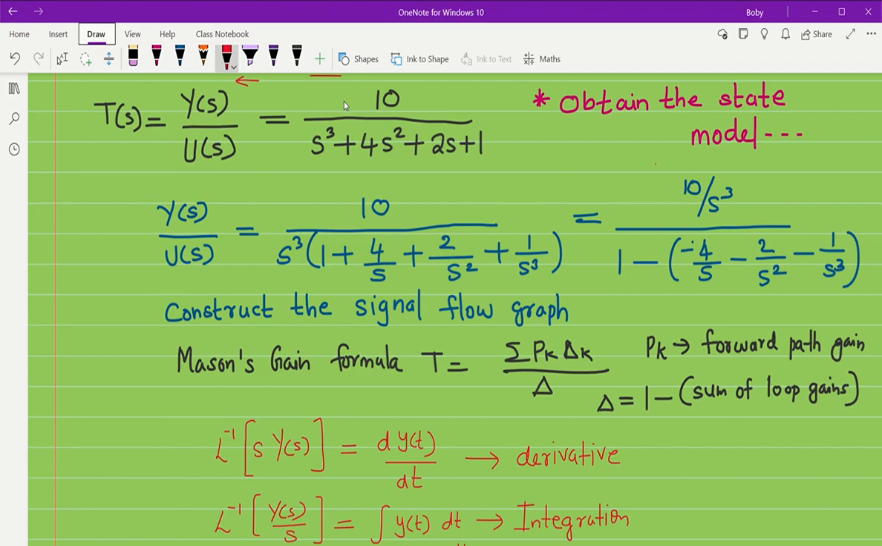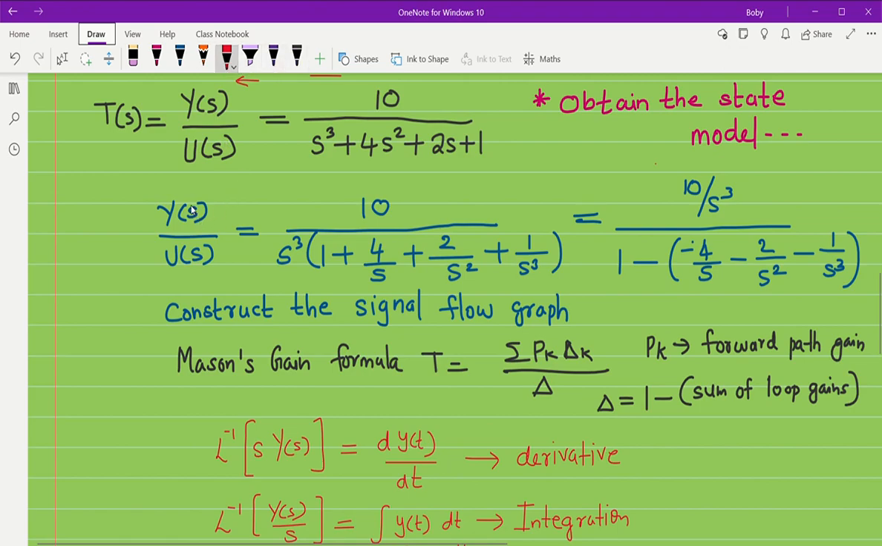Okay. So our question is the same. Y of s by u of s, that is the transfer function, is equal to 10 by s cube plus 4s square plus 2s plus 1. Obtain the state model. Okay, so we are asked to find the state model.